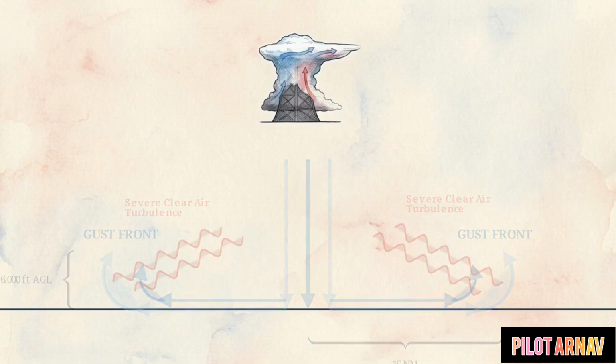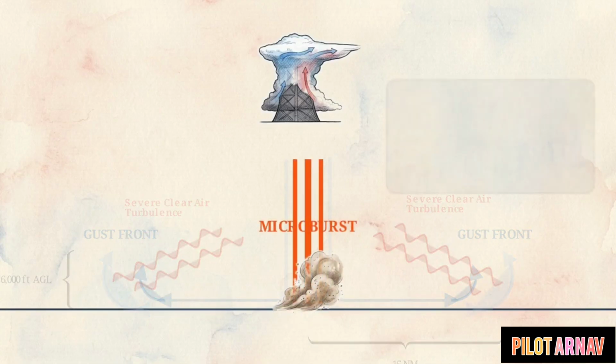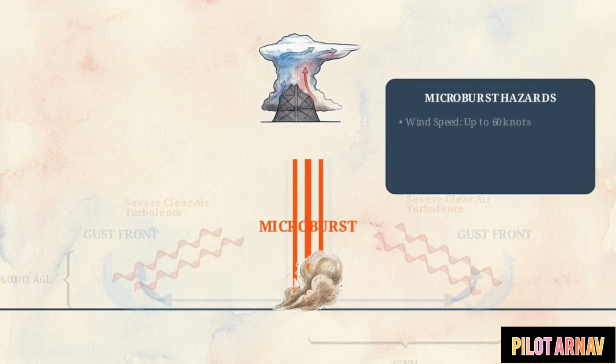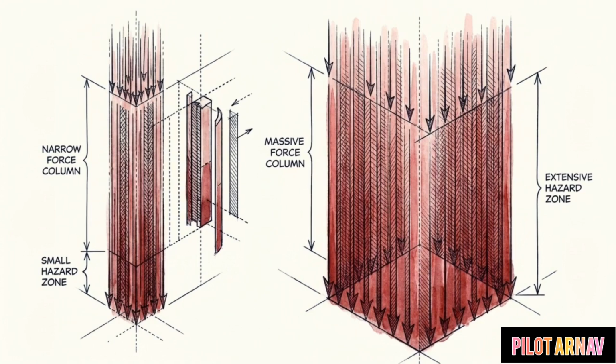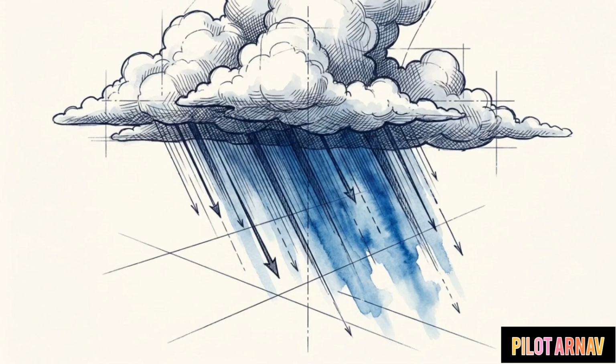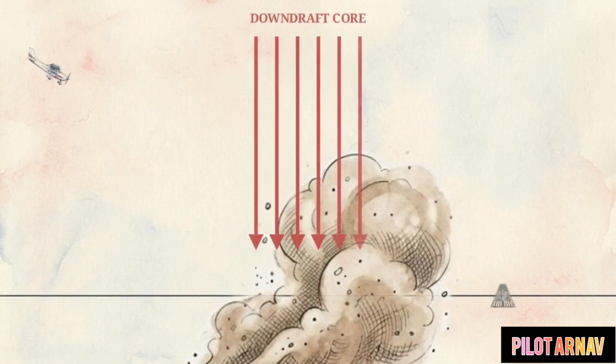Deep inside that turbulence is the microburst. This is a catastrophic, localized downdraft. It delivers wind speeds up to 60 knots, pushes down to 300 feet above ground level, strikes an area under 4 kilometers wide, and exhausts itself in less than 5 minutes. Systems exceeding 4 kilometers and 5 minutes are classified as macrobursts. Both provide a visual warning sign called virga, streaks of precipitation that fall from the cloud but evaporate before ever hitting the ground. This diagram maps the aerodynamic trap of a microburst during a landing approach.